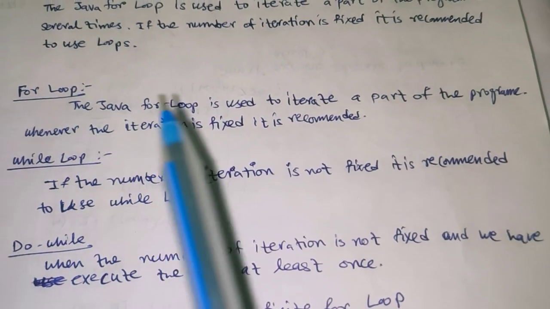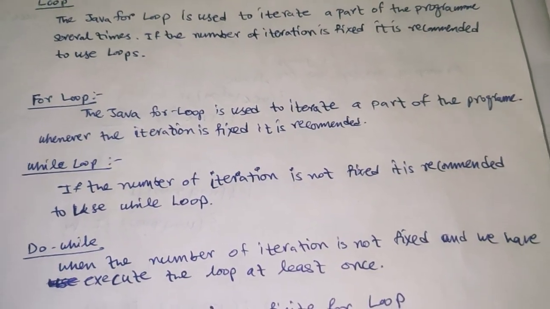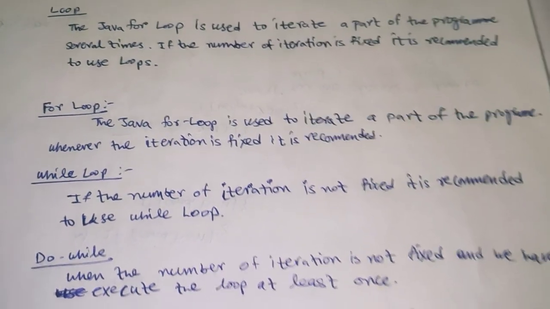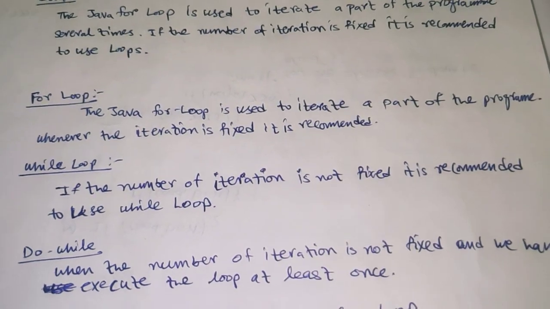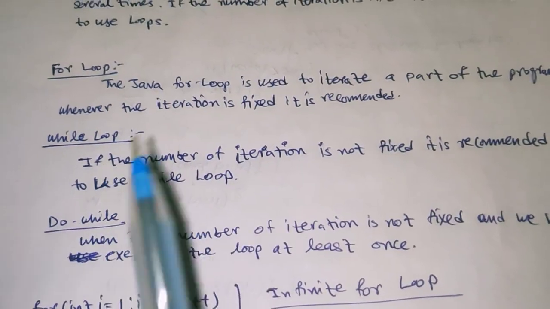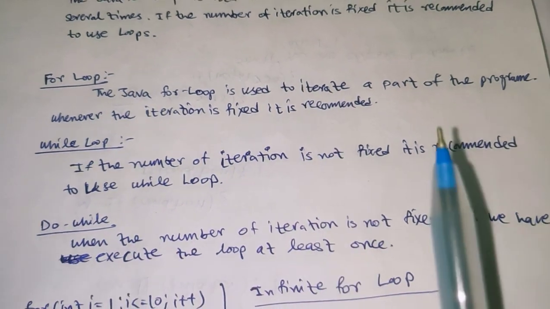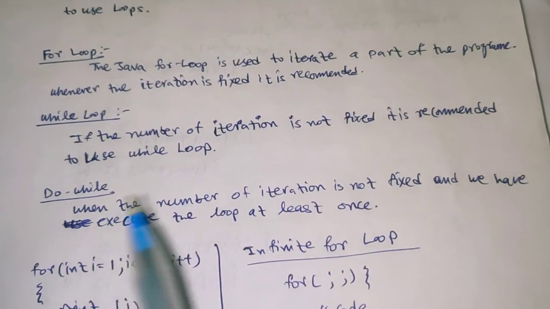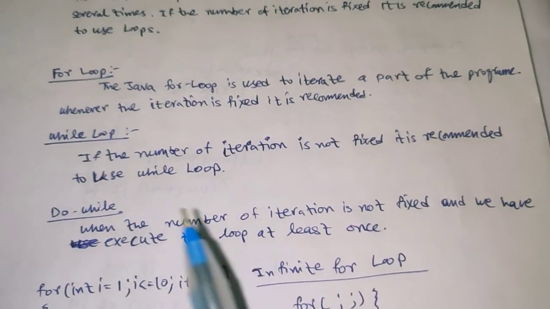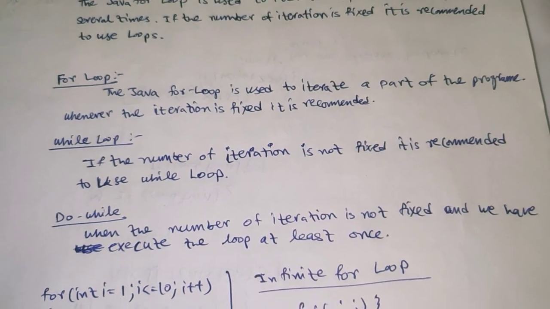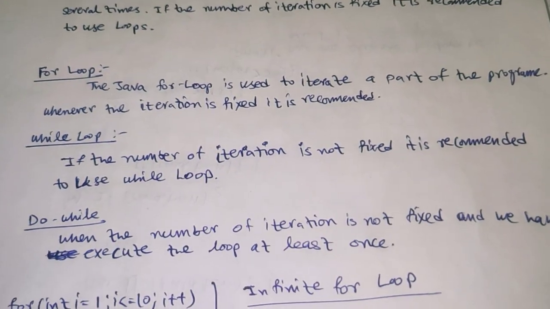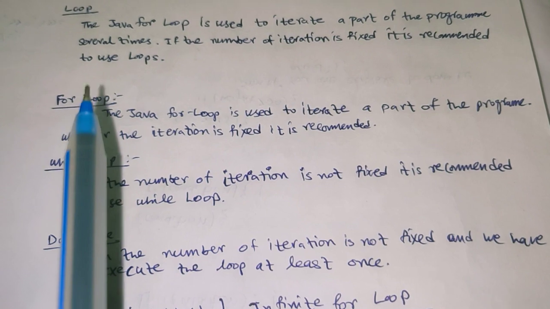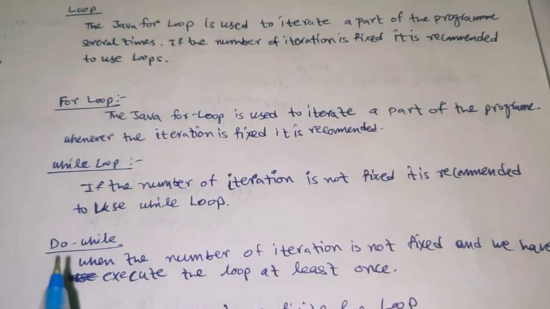So what is a for loop? Whenever we use a for loop, it means we have a fixed number of iterations that we know. If we don't know the fixed number of iterations, we don't use a for loop. What is a while loop? A while loop means whenever the number of iterations is not fixed, it is recommended to use a while loop. What is a do while loop? When the number of iterations is not fixed, and also we have to execute the loop at least once. Whenever we require such a requirement, then we use a do while loop. So we have for loop, while loop, and do while loop.